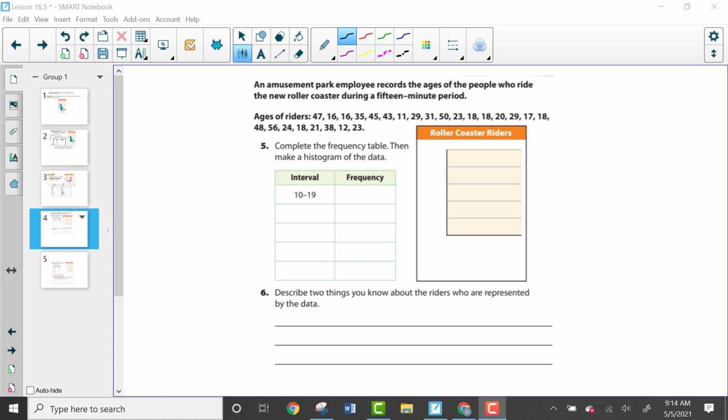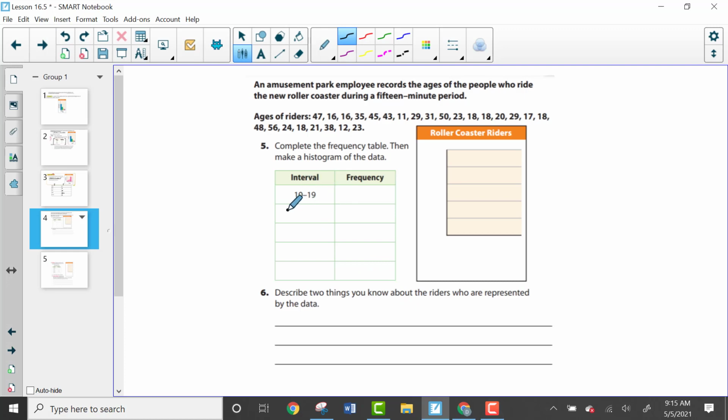Now we can see the ages of the writers right in front of us. And now for number 5, it says complete the frequency table, then make a histogram of the data. Now, what we see here, there are intervals from 10 to 19. So what that means for this frequency table is that we are going to make intervals of 10. So it has 10 to 19.